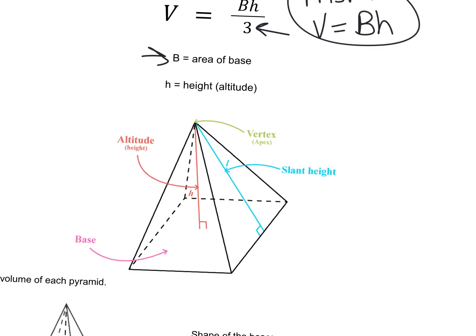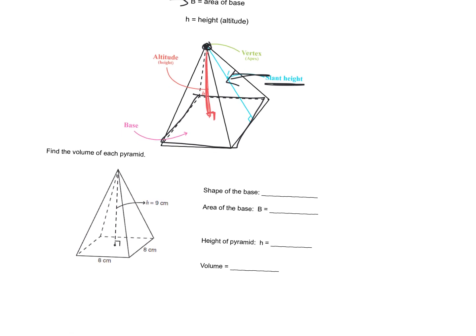So a pyramid, if you notice, will have a single base and it will come to a vertex or an apex point at the top. When we're talking about our volume, we don't have to worry about a slant height. We need to just make sure we are focused on our height that goes from the top straight down perpendicular to the bottom, and it's also known as our altitude. So let's dive right in.